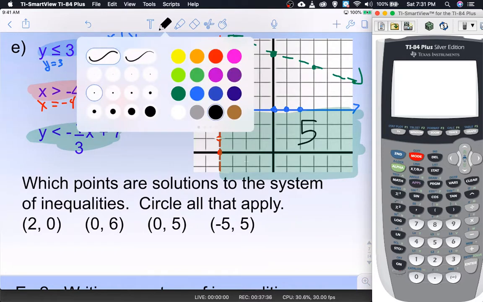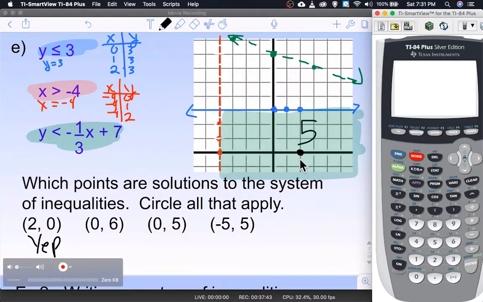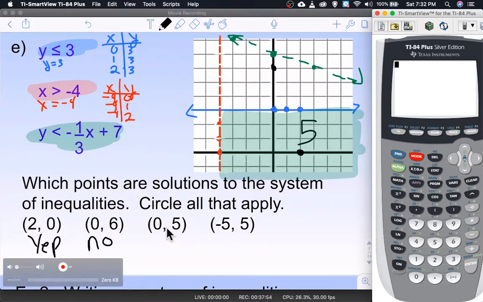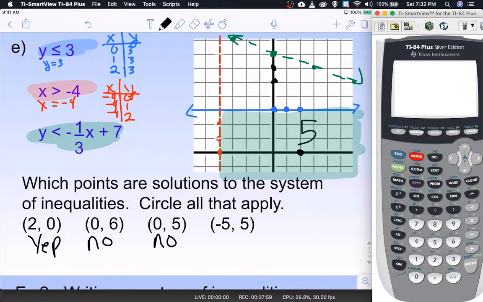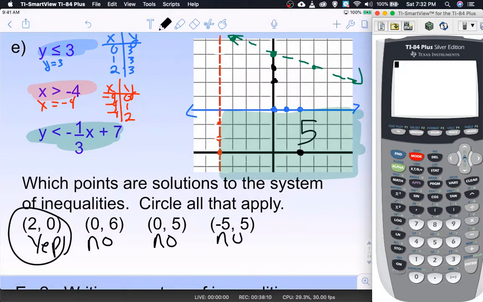So let's see which of these points are solutions. Is the point 2, 0 a solution? Yep. Is the point 0, 6? 0, 1, 2, 3, 4, 5, 6. Nope, it's not in the shaded region. 0, 5. 0, 1, 2, 3, 4, 5. Nope. And then finally, -5. 1, 2, 3, 4, 5. Nope. That is the only one that's in the shaded region. So that's the one point that's a solution.